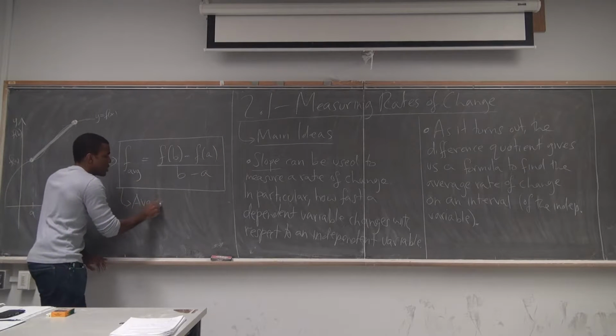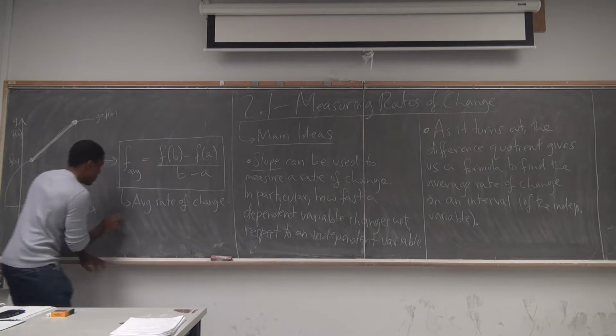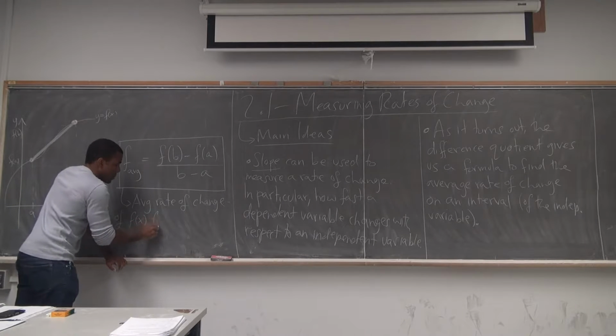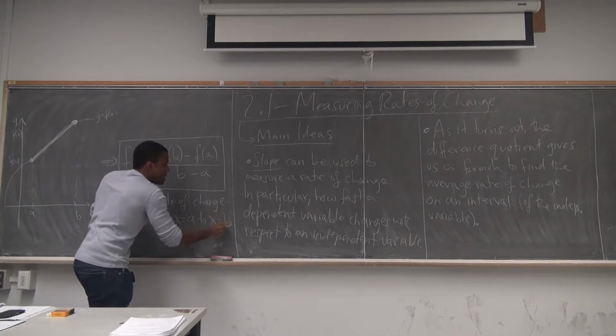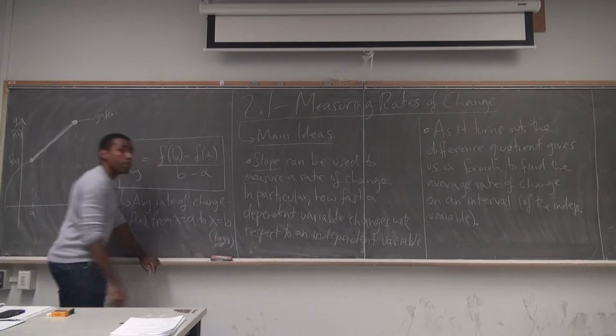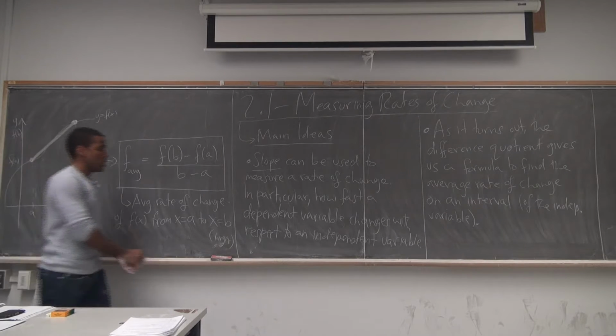So this is the average rate of change of f of x from x equals a to x equals b. B is the larger number. So I want to figure out how much did it change on average between points A and B, where A is the starting point, B is the ending point. I can actually use the difference quotient. I can use this formula.